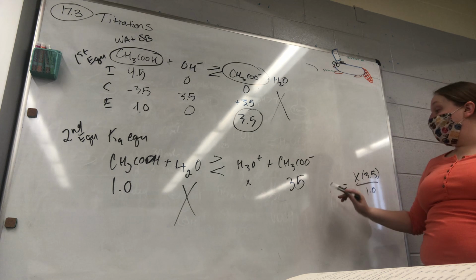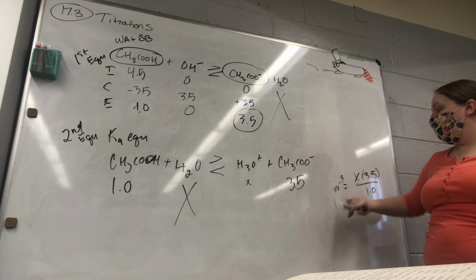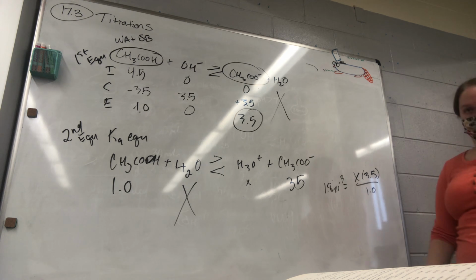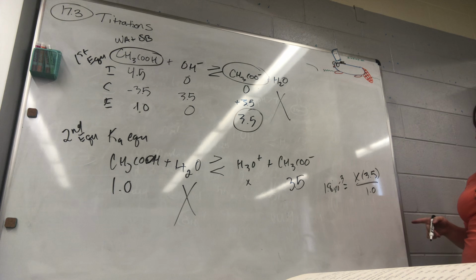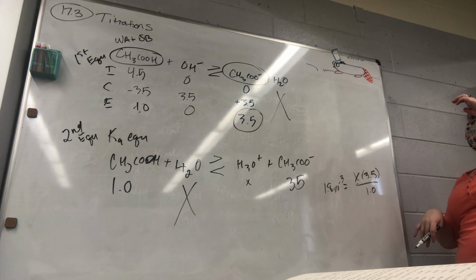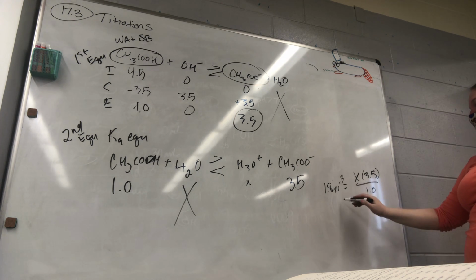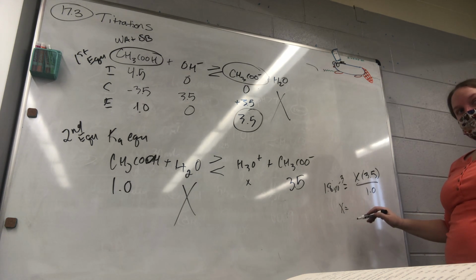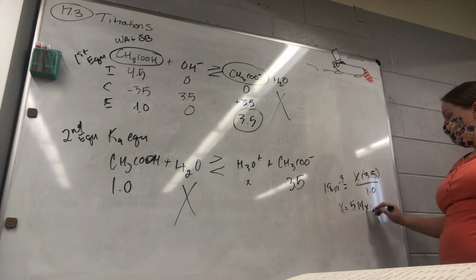Provided I gave you a Ka value, so let's say 1.8 times 10 to the negative third. Pretend these are concentrations too. Times 1, and this is going to end up being divided by 3.5. So that brings us to 5.14 times 10 to the negative 4.